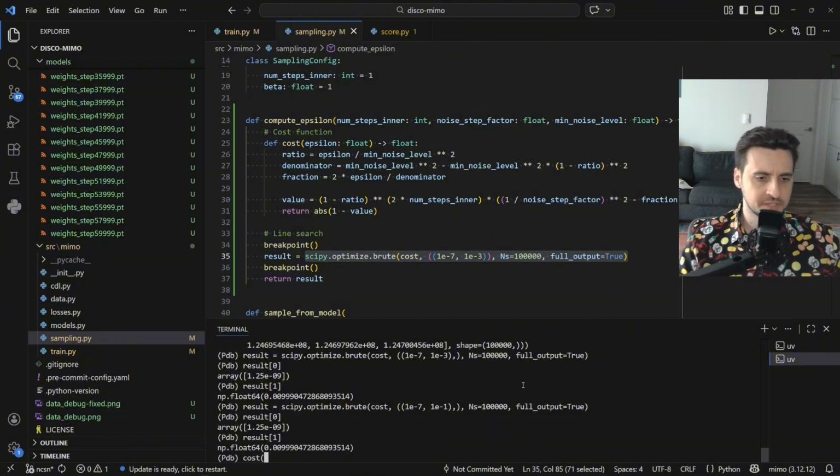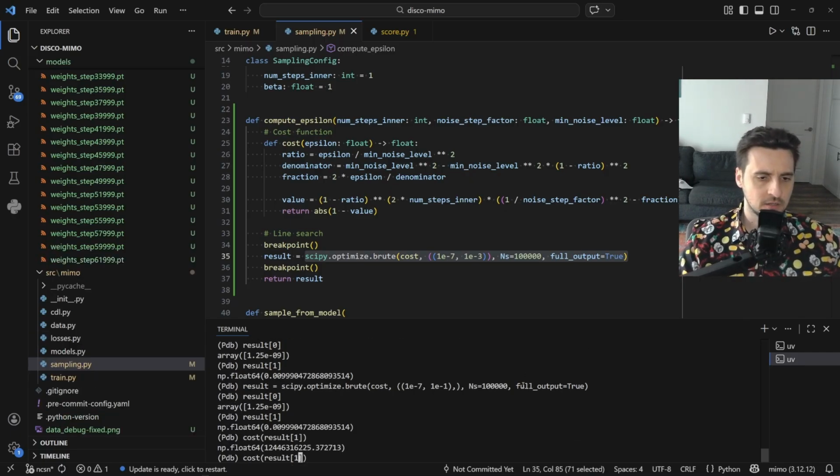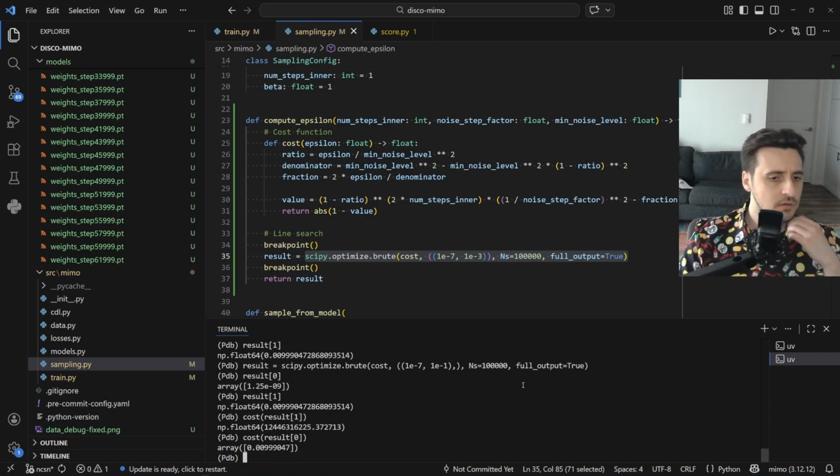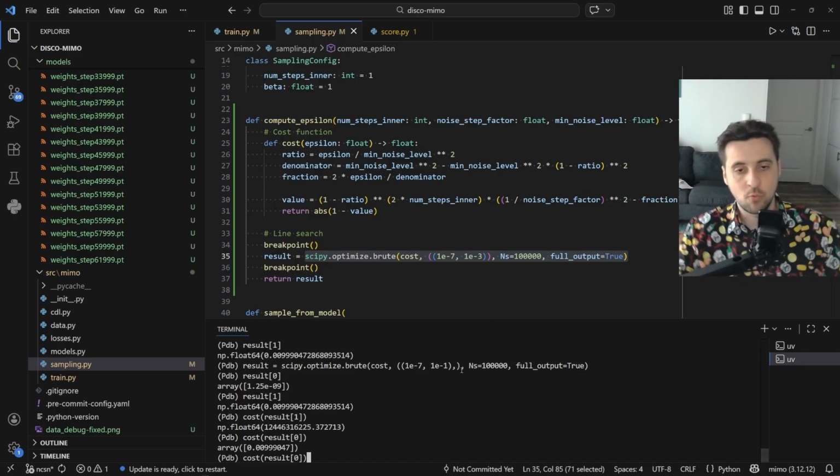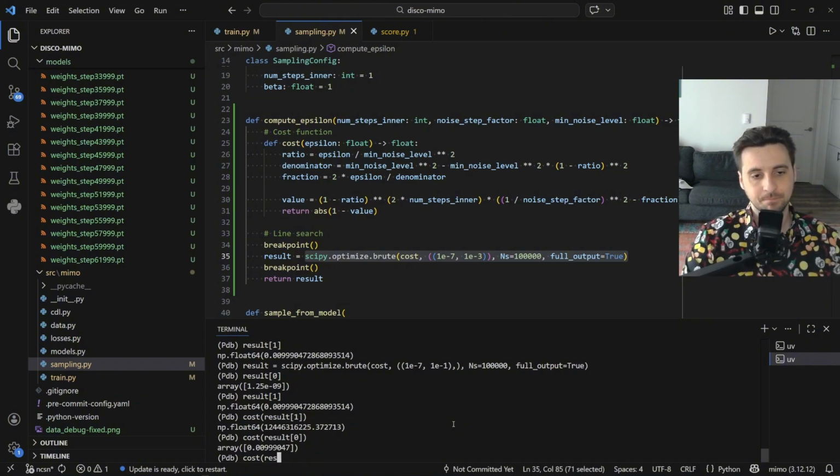So if I do cost of result of 1, cost of result of 0. But how come 125 10 to minus 9, it's out of bounds though? Like, what is even happening here? I guess it makes sense. So my epsilon, oh, I see. I'm way undershooting the epsilon here. I know what's happening. I'm overshooting it. So I think I'm way off here.